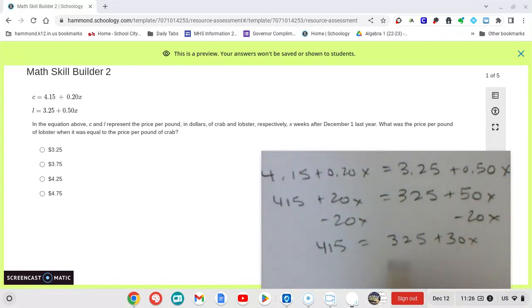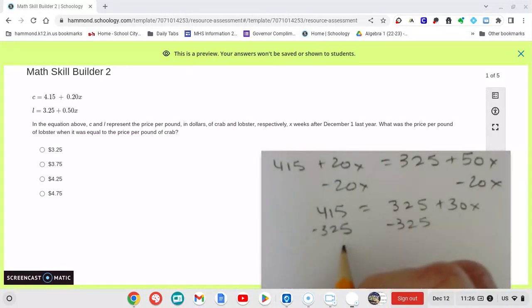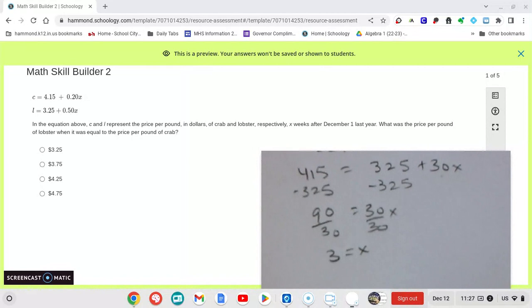Okay, trying to isolate the variable on this side, I'm going to remove the constant by subtracting it from both sides. 415 minus 325 is going to give me 90. So x equals 3. And remember, we're super happy because we have x equals a number, but we need to make sure we're answering the question that was asked.